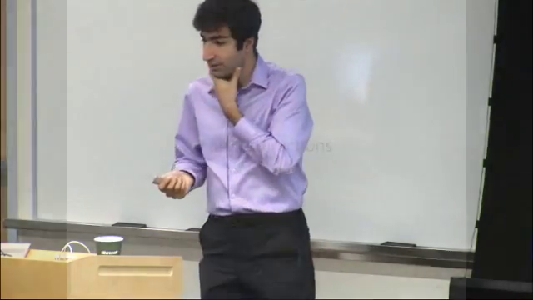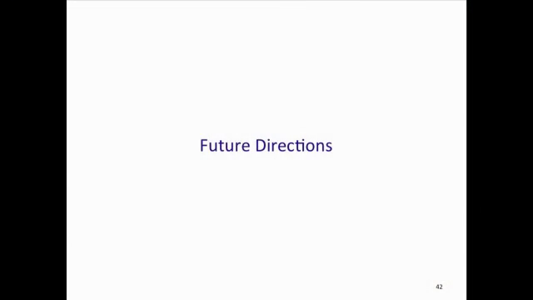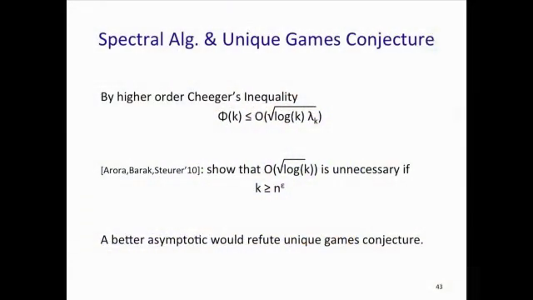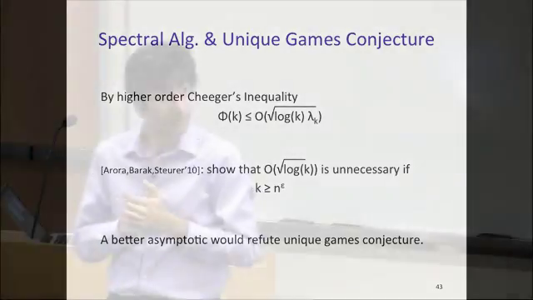All right, so in the very limited amount of time that remains, let me very briefly tell you about future. Let me tell you some interesting problems. So here is a theoretical problem. There is an inherent connection between spectral algorithms and some very hard conjectures in theoretical computer science, the unique games conjecture.